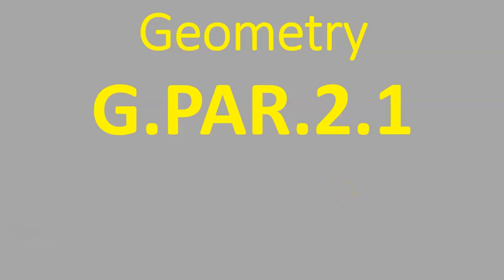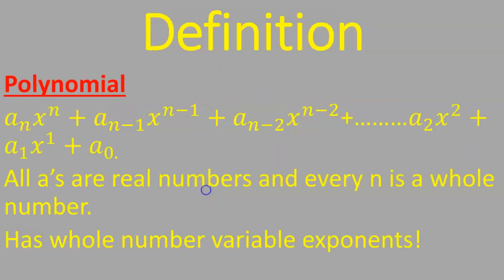Geometry, Patterning, and Algebraic Reasoning 2.1. We're going to look at a definition of polynomial, and this is going to look confusing, this right here. Don't worry about that so much. We're going to focus on having whole number variable exponents. Whole numbers being numbers 0, 1, 2, 3. That's easier to think about than having to sort through all these variables.